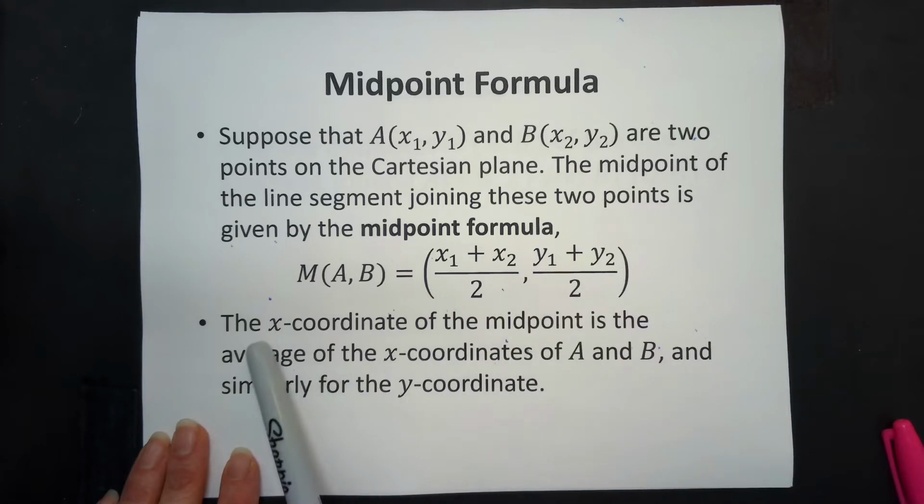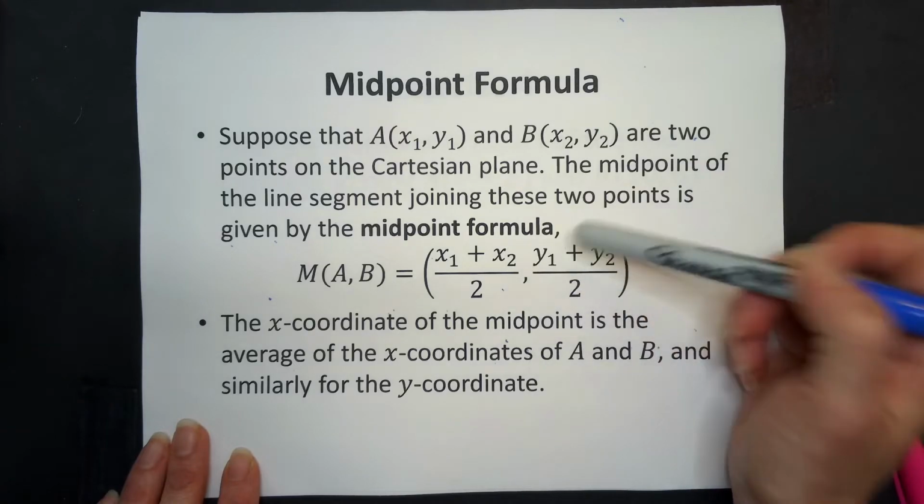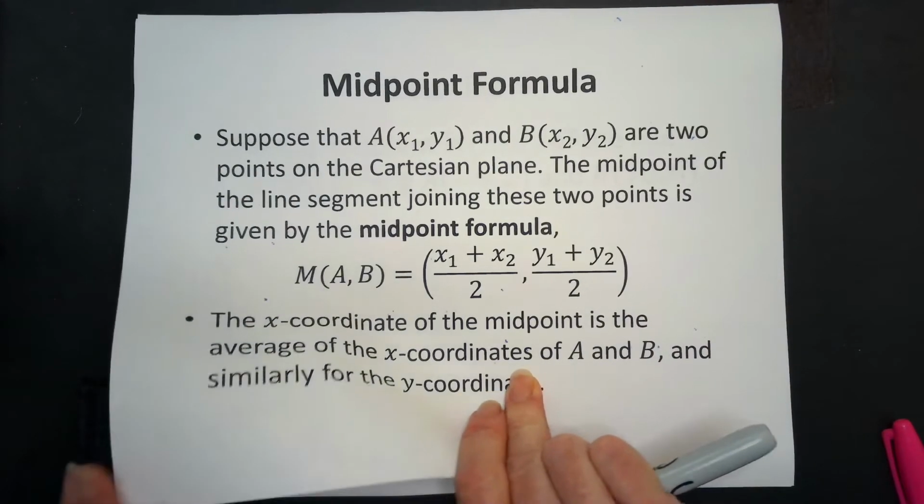And so basically, the x-coordinate of the midpoint is the average of the x-coordinates of A and B, and similarly for the y-coordinates. So basically, it's saying the average of your x-coordinates, comma, average of your y-coordinates.